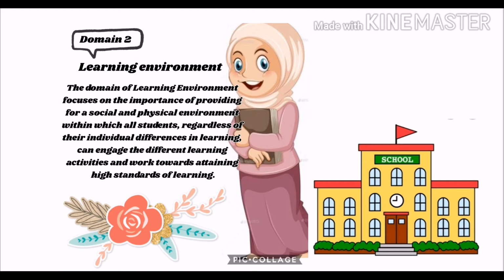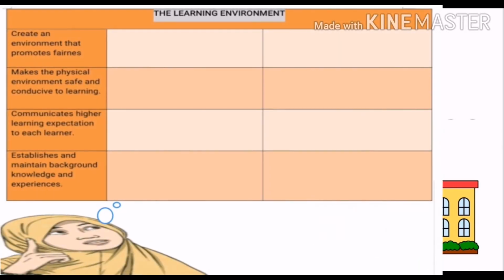Kinakailangan yung classroom sapat ang laki sa bilang ng estudyante at hindi daanan or dinadaanan ng mga ibang estudyante para makapag-focus yung mga estudyante. Para ma-achieve natin yung domain 2, create an environment that promotes fairness, makes the physical environment safe and conducive to learning, communicates higher learning expectation to each learner, and establish and maintain background knowledge and experience.